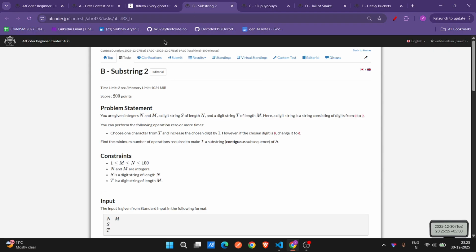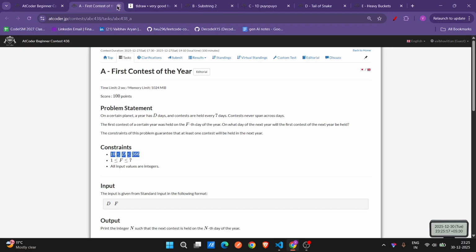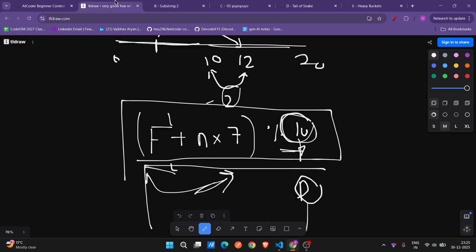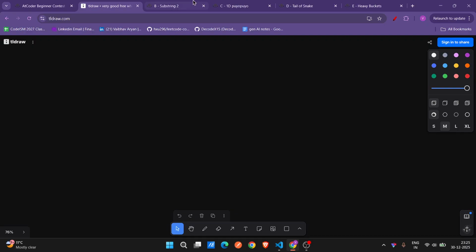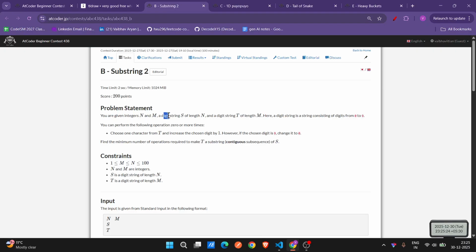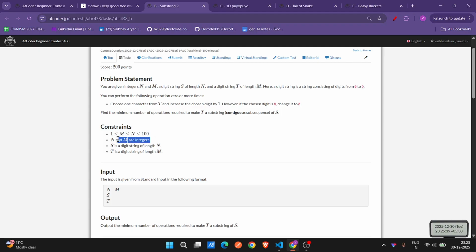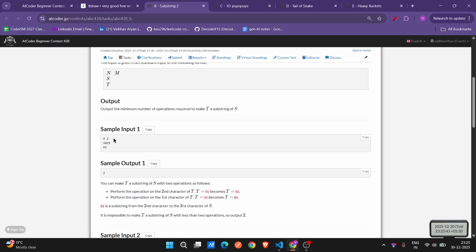Okay, so now just read this problem. This problem is again easy. It says you are given strings s and t, and you can read here, digits 0 to 9, and you can perform the following operation zero or more times: choose one character from t and increase the chosen digit by 1. However, if the chosen digit is 9, change it to 0. And you need something like a contiguous subsequence. Again the constraints are too low, which means they want brute force from you. But let's see what kind of brute force they're asking for.